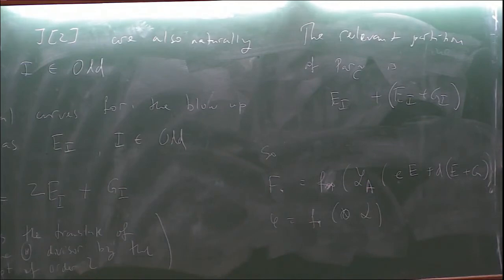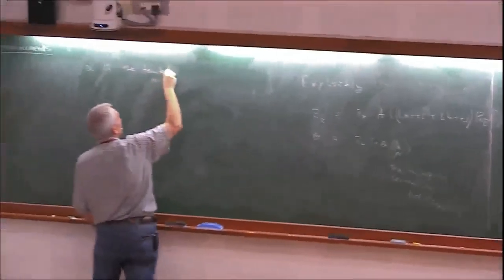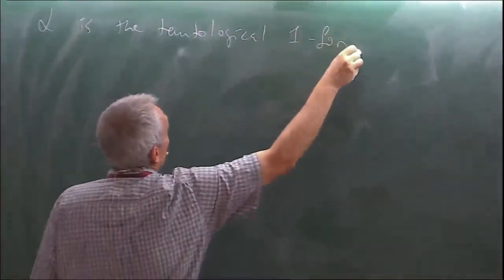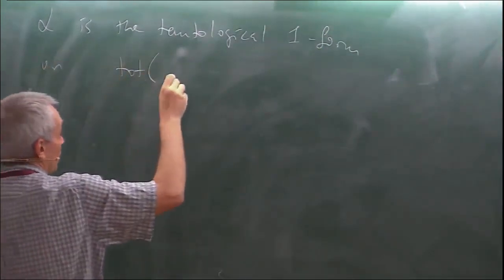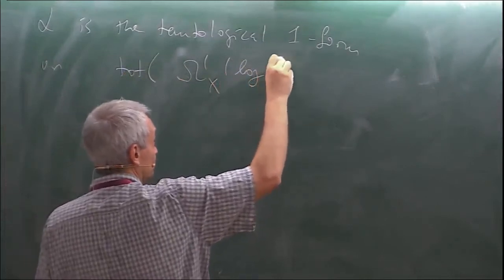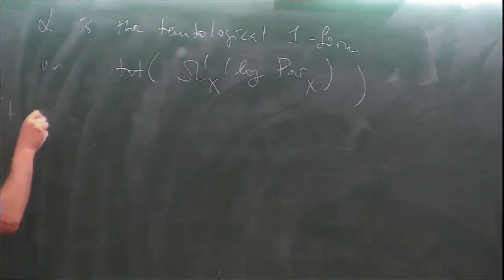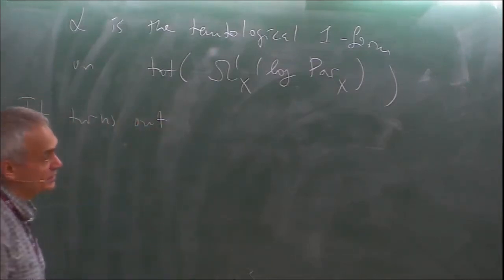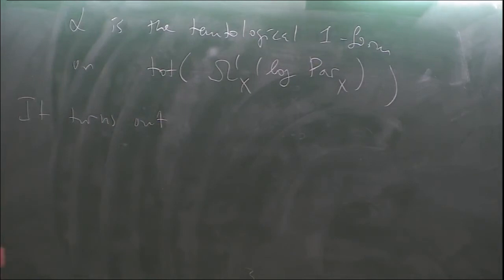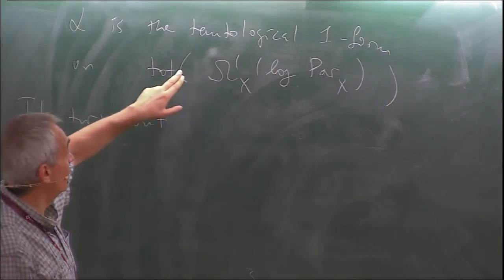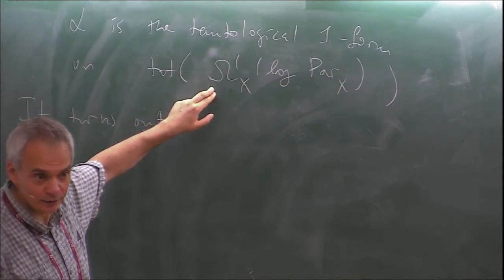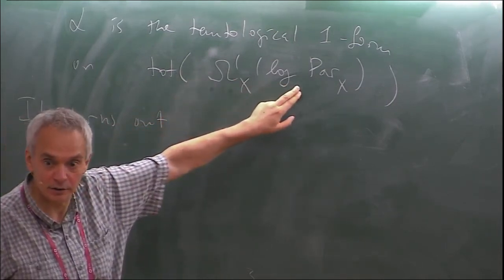I didn't explain this, but let me say it here. Alpha is the tautological one form on the total space of the cotangent bundle of X with log poles in the wobbly locus. So it turns out that the blow up at the 16 points not only resolves the map from Y to X, but also resolves the map from the Higgs moduli space to the cotangent bundle of X. Only it doesn't land in the cotangent bundle, it lands in the logarithmic cotangent bundle, as you expect, because you expect tame parabolic structure along these guys.